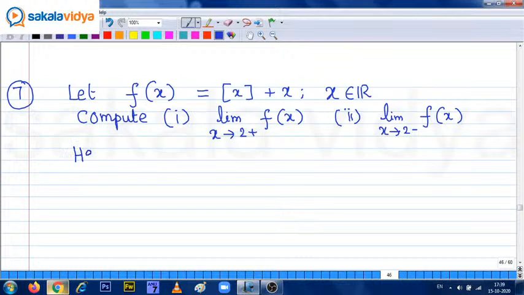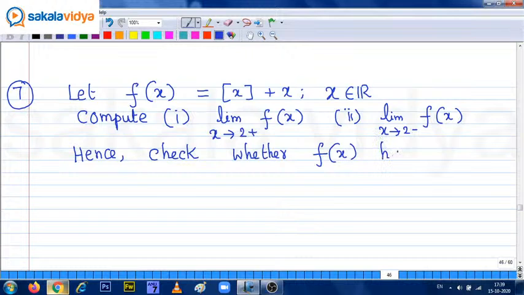Hence, check whether f of x has a limit at x is equal to 2. So all of you read the question. Look at the screen first of all. Go through the question.